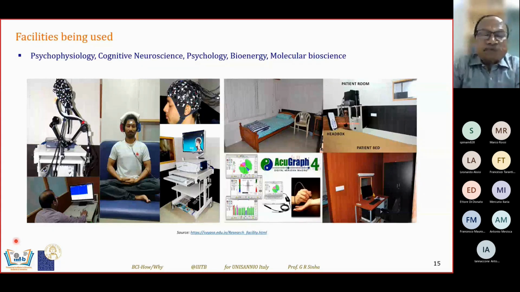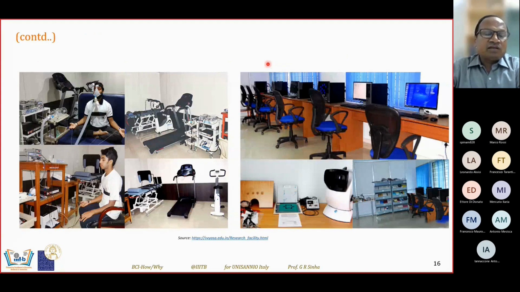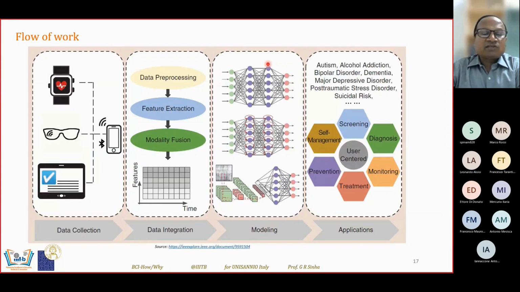So these are the actual facilities we are using from the neuroscience laboratories. We are not working on an open source data set. We are working on a real time data set. And the facilities include psychological parameters, cognitive, meaning there are different labs related to psychological lab, cognitive neuroscience, psychology, bioenergy, molecular bioscience. These are the other facilities where a lot of different types of parameters are extracted.